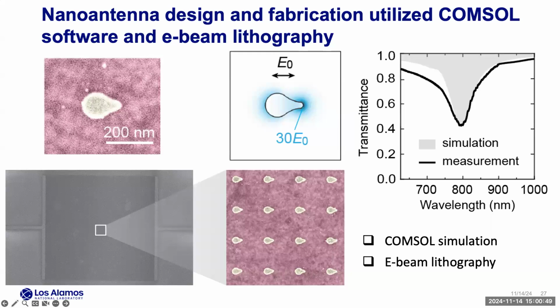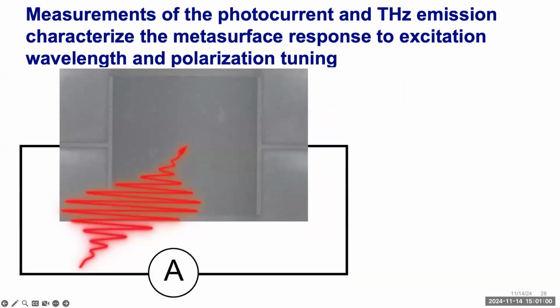So you can then measure the transmission, and it matches the simulation reasonably well. So you've got what you want. Okay. So then one can measure the photocurrent and the terahertz emission to basically characterize the metasurface response both to excitation wavelength and polarization tunings.